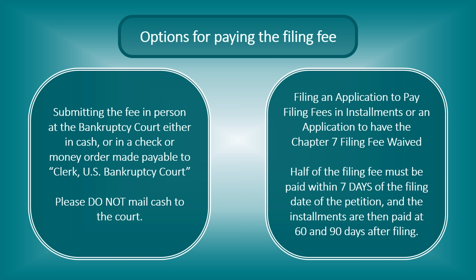You will then pay the balance at 60 and 90 days from the filed date of the petition, respectively. You can pay the installments by submitting a cashier's check or money order made payable to Clerk, U.S. Bankruptcy Court in the exact amount due. Lastly, if you are filing a Chapter 7 case, you may request that the court waive your filing fee by filing an application for waiver of Chapter 7 filing fee.